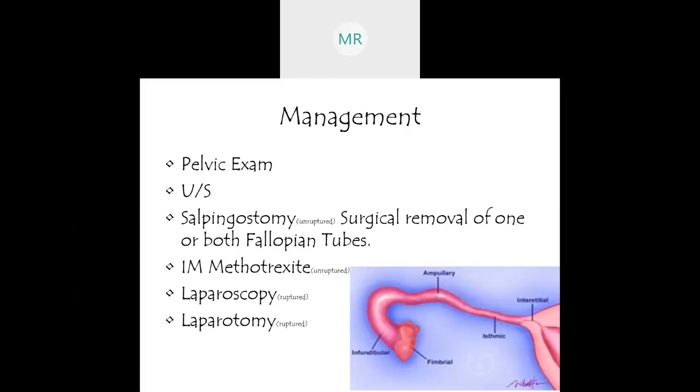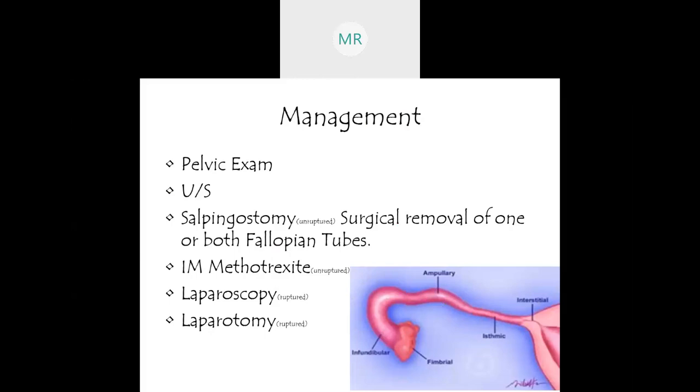Okay. And then methotrexate is given IM. It's a 50 milligram IM. The therapeutic effect is the death of rapidly replicating cells, particularly those that are malignant. Okay. Still, to give IM methotrexate, again, the mass has to be unruptured. It has to be less than 3.5 centimeters in diameter. Okay.